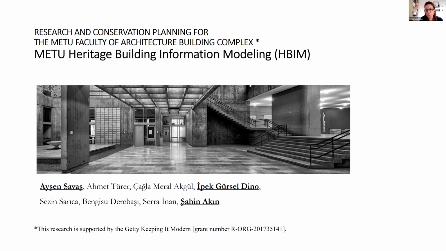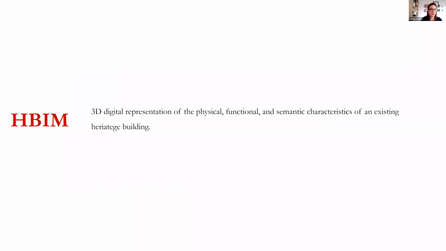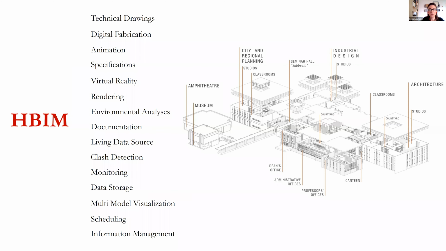was developed during the project and how it was used for various activities in heritage planning and analysis. So HBIM is a 3D digital representation of the physical, functional, and semantic characteristics of an existing building, and it can be used for a variety of different reasons, starting from the generation of technical drawings to animation to analysis to clash detection, scheduling, or information management.